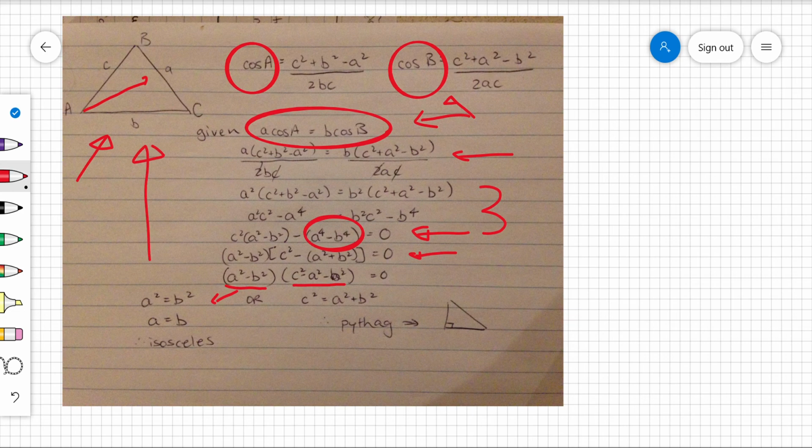In the second one, we end up with c squared. And remember what you're asked to end up with. It says use the cosine rule to prove that the triangle is either isosceles or right angled. So if that first one was isosceles, we know this one's going to be right angled. So I'm looking for Pythagoras' theorem, which is what we get. So we've proved that either it's an isosceles or a right angled triangle. I hope that helps.